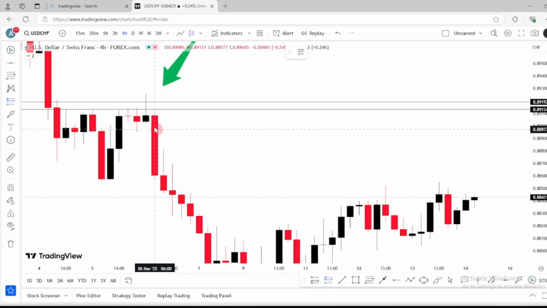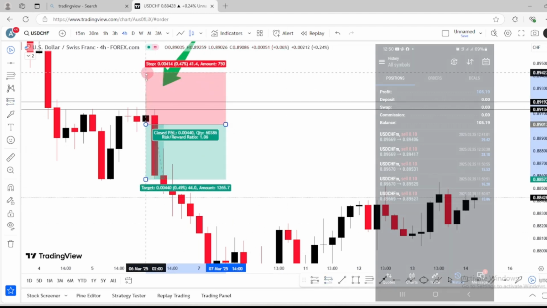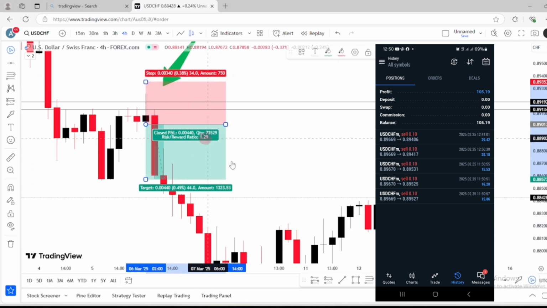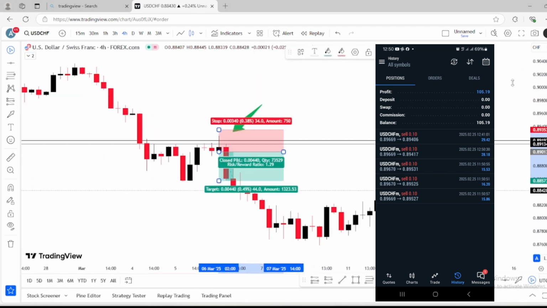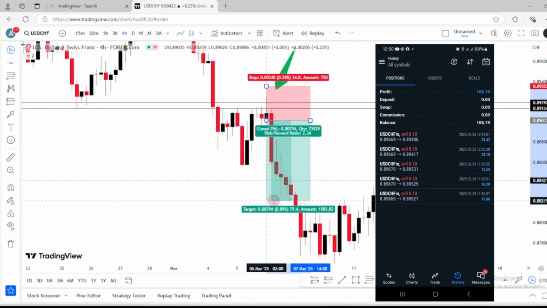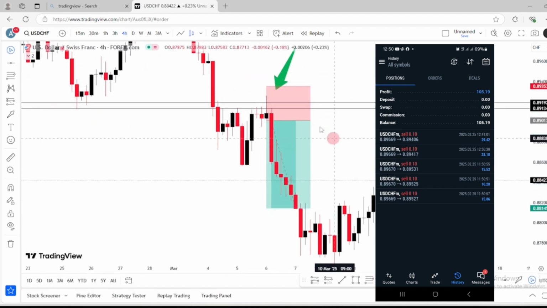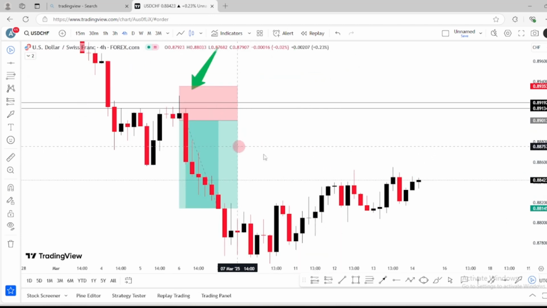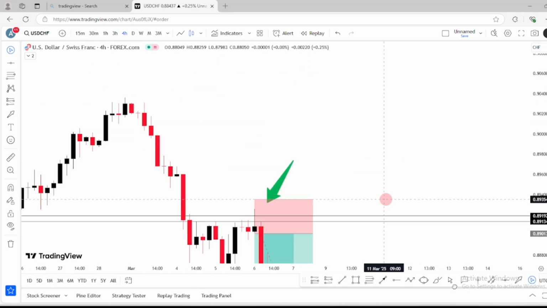So confidently, you can take this trade right here with your stop loss just below the pin bar, and you can target the immediate low, or maybe go for 1:3 or 1:4. You can see this would have been a perfect trade entry for you right there. So this is an example. Let me show you another example.